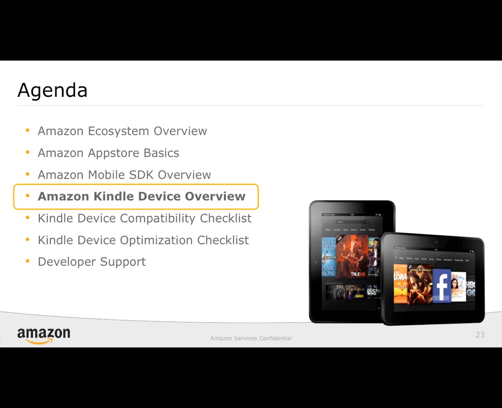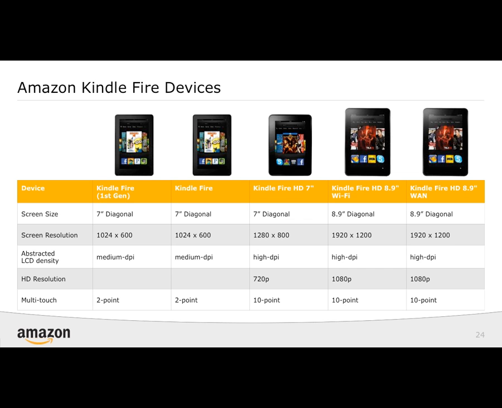Next on our agenda is a little bit about the Kindle devices. We currently support 5 Kindle Fire devices in market. We start with a standard definition 7-inch screen that has a Wi-Fi connection and runs API level 10, all the way up to an 8.9 high definition device with Wi-Fi and WAN and runs API level 15. As a matter of fact, the first gen is the only one that runs API level 10. All of the others are actually running API level 15.